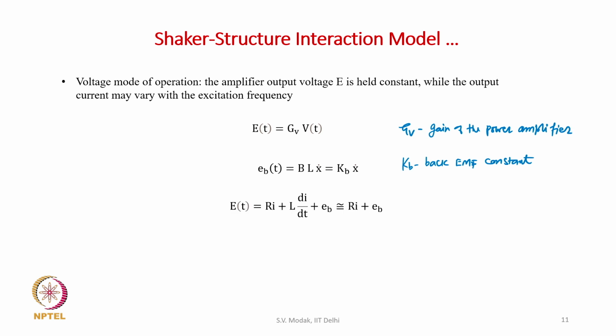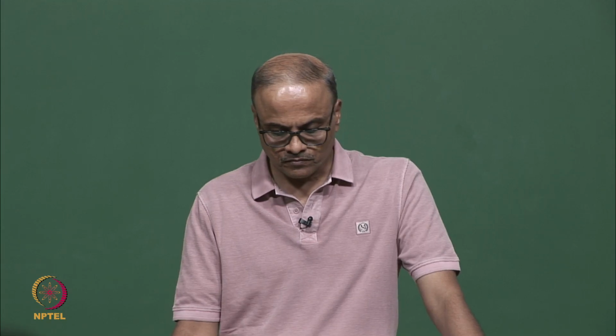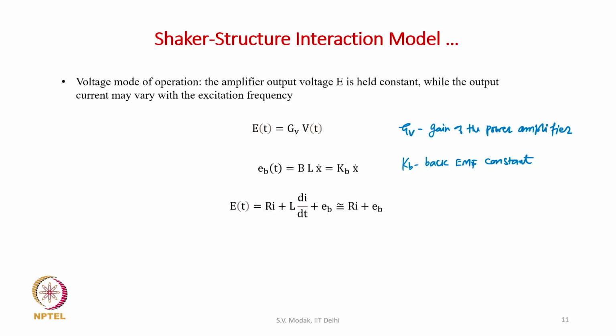Then we use Kirchhoff's voltage law in order to write voltage drops across the armature circuit. So E is the input voltage to the armature circuit, and then the voltage drop across the resistor is Ri. Voltage drop across the inductor is L into di by dt, and Eb is the back EMF.